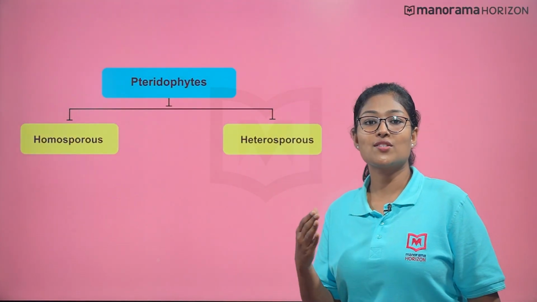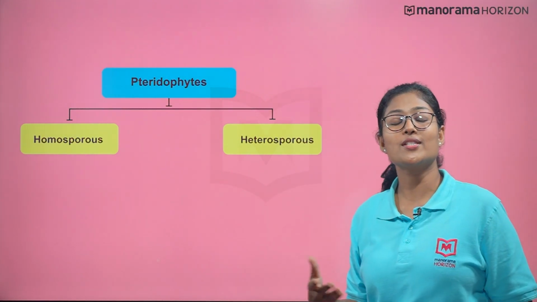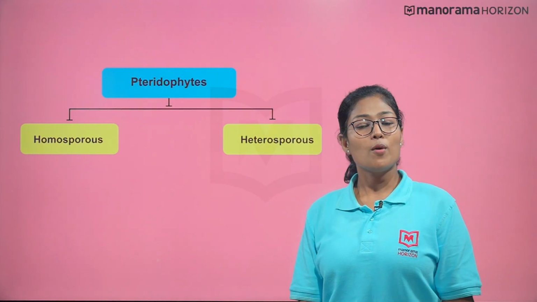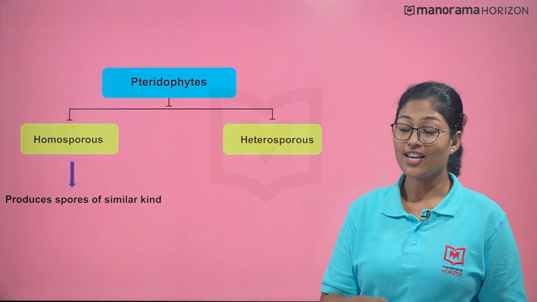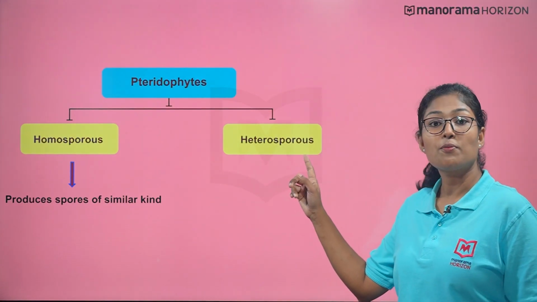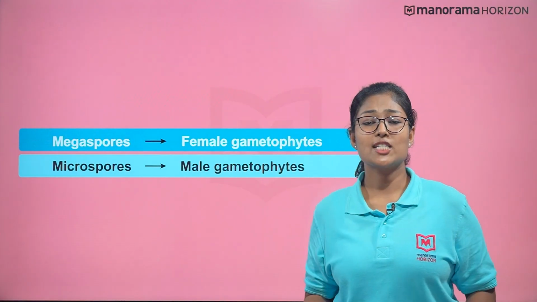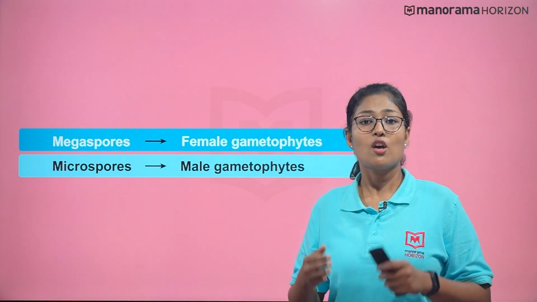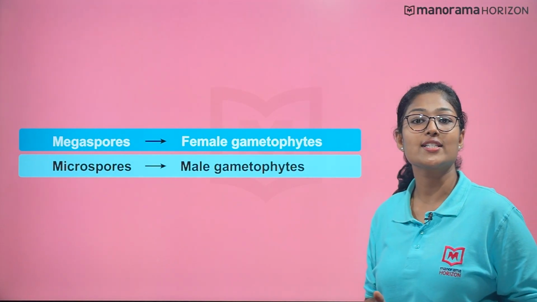Based on the sporophytic structure, pteridophytes are classified into homosporous and heterosporous pteridophytes. Homosporous pteridophytes produce spores of similar kind, while on the flip side, heterosporous pteridophytes produce spores of different kinds. The megaspores germinate into female gametophytes which produce eggs, and the microspores germinate into the male gametophytes which develop into antherozoids. It is in the female gametophytes that the development of the zygote takes place.